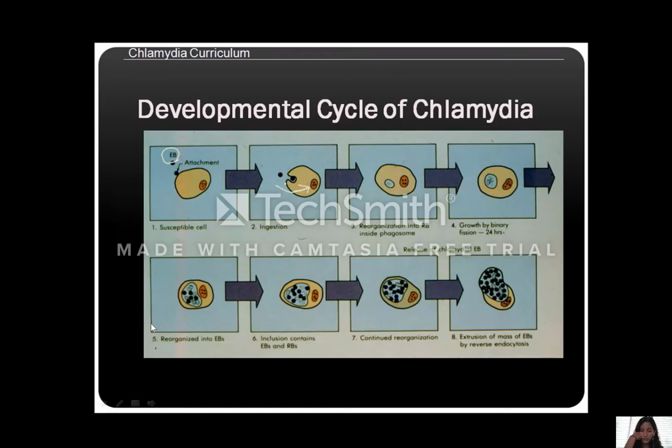After this endocytosis is done, the chlamydia or elementary body is now inside the vesicle, and they will start to thrive and start growing and dividing inside this vesicle. Sometimes they can also come out of this vesicle into the cytoplasm and then start growing and dividing several times. Now, as they are growing and dividing several times, as you can see here, once they are internalized, they are converted into reticulate bodies.